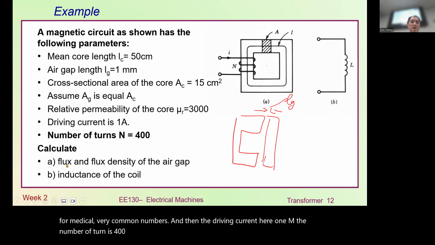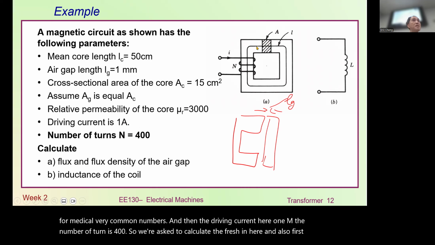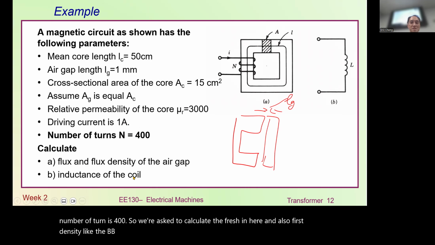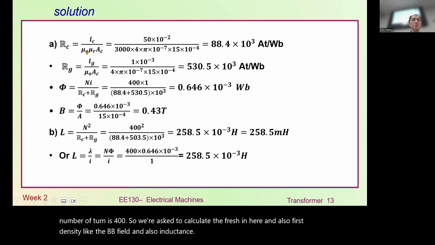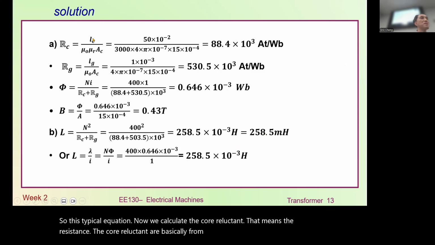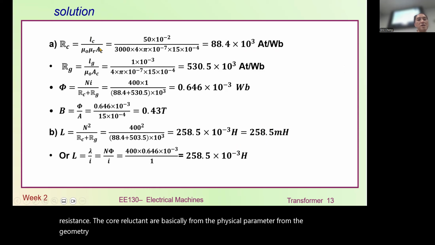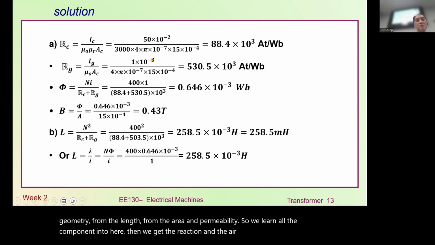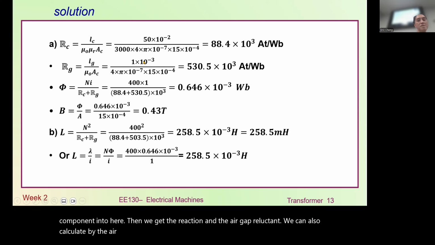So we are asked to calculate the flux, the flux density, like the B field, and also the inductance. In the typical equation, we first calculate the core reluctance, which means the resistance. The core reluctance comes from the physical parameters: the geometry, the length, the area, and the permeability. So we lump all the components together, then we get the reluctance. And the air gap reluctance we can also calculate from the air gap length of 1 mm.